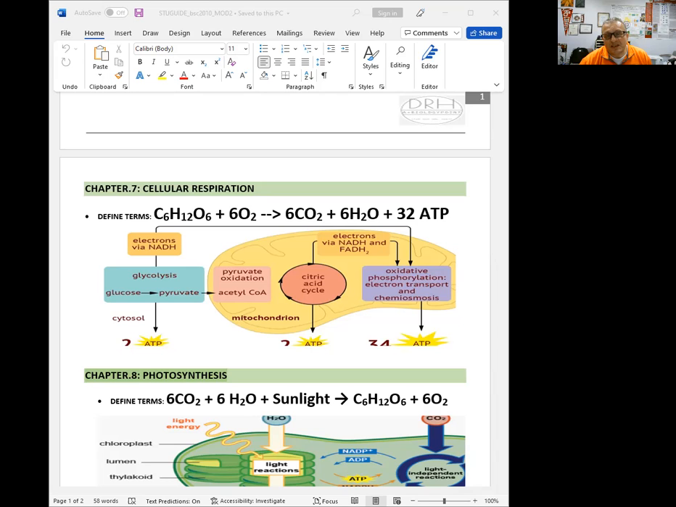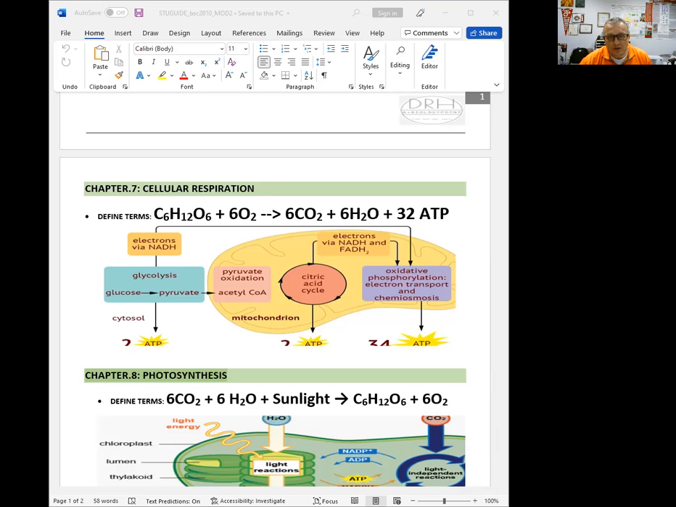So that goes to the citric acid cycle, which is also called the Krebs cycle. There are 8 steps in the citric acid cycle, which takes the acetyl-CoA and makes 2 turns, and then creates 2 ATP, and also a net yield of 6 NADH, 2 FADH2, and CO2 from the citric acid cycle.